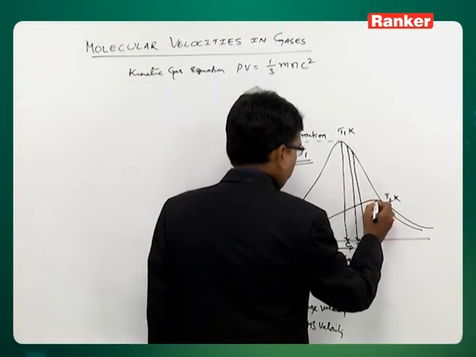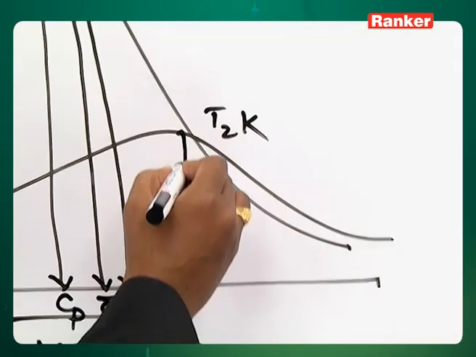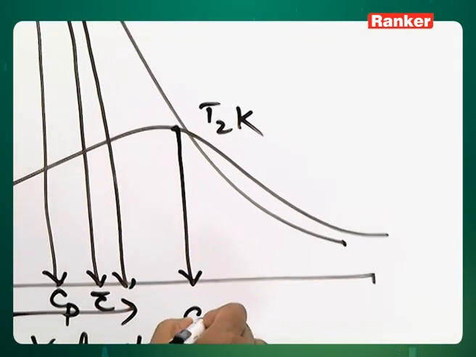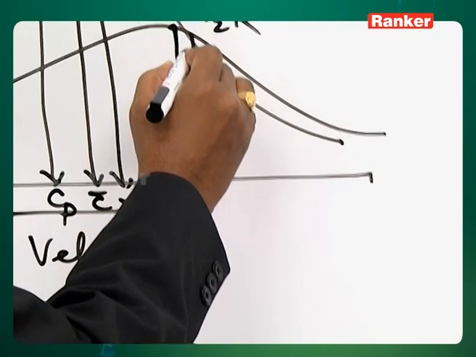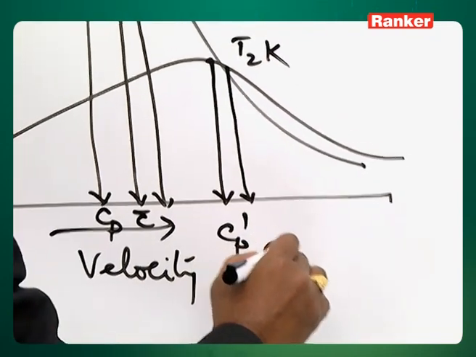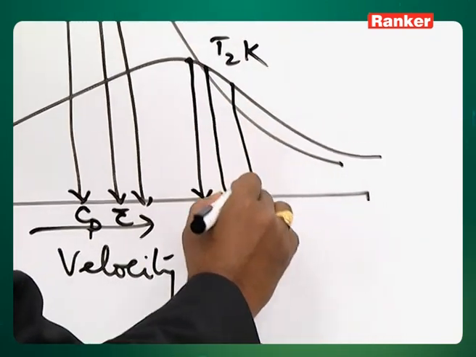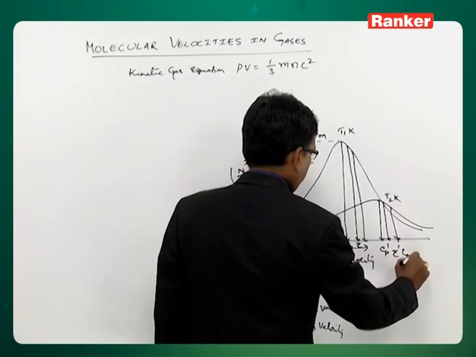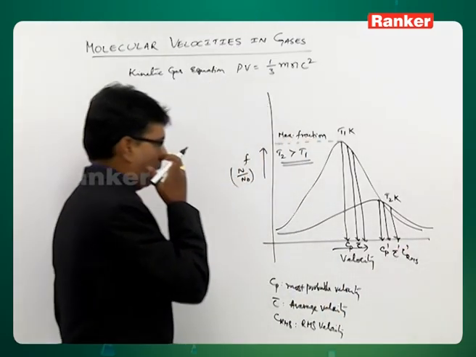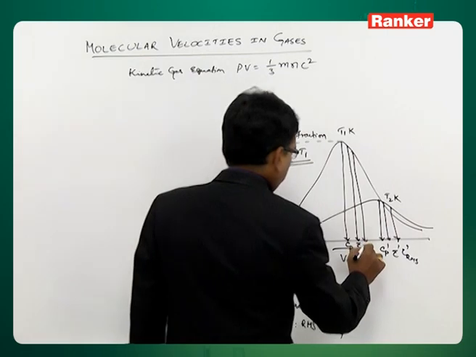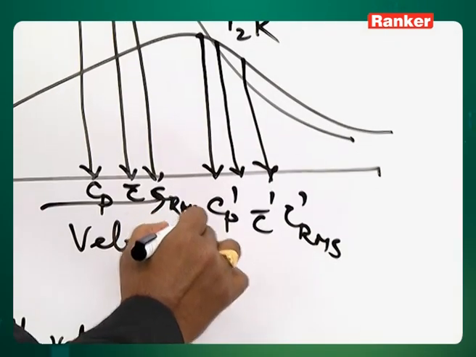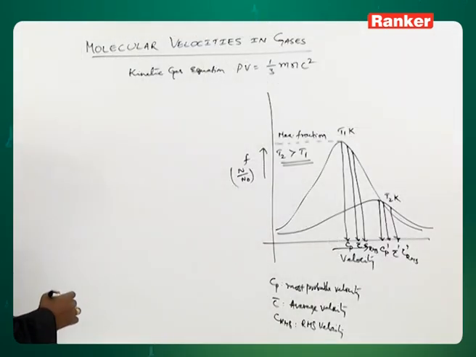And for this T2, if you take the similar graphs, then this will be Cp dash, C bar dash, CRMS dash, something like this. Okay, this is CRMS. Now, what is Cp, C bar, CRMS mathematically?